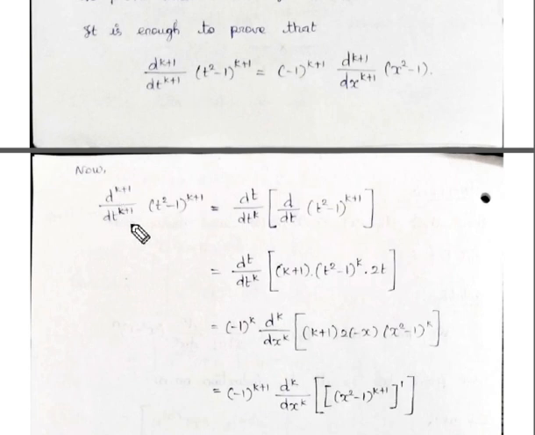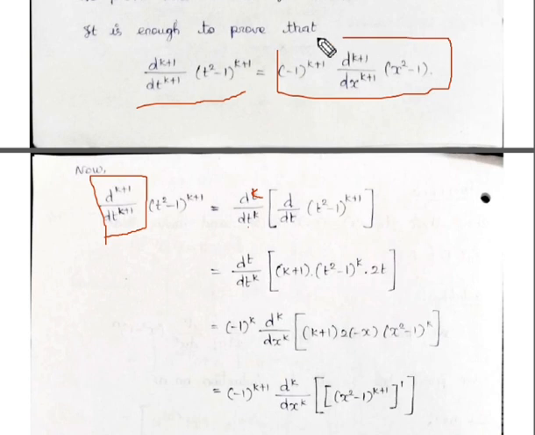d power k plus 1 by dt power k plus 1 is equal to d power k plus 1 divided by dx power k plus 1 as d power t into d by dt. We split the left hand side, d power k plus 1 divided by dt power k plus 1, as d power k divided by dt power k into d by dt into t square minus 1 whole power k plus 1. That is equal to, this is the part we need to prove. So we take the left hand side, and we want to prove the right hand side.